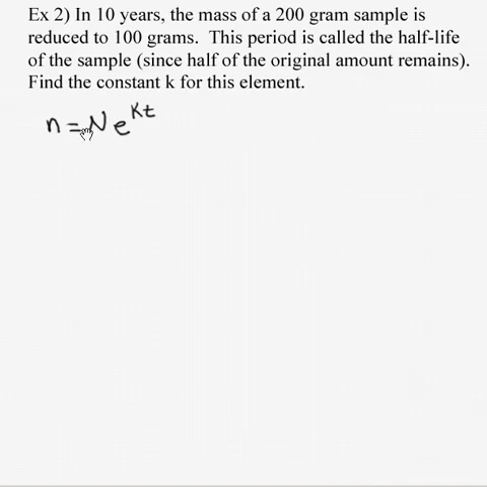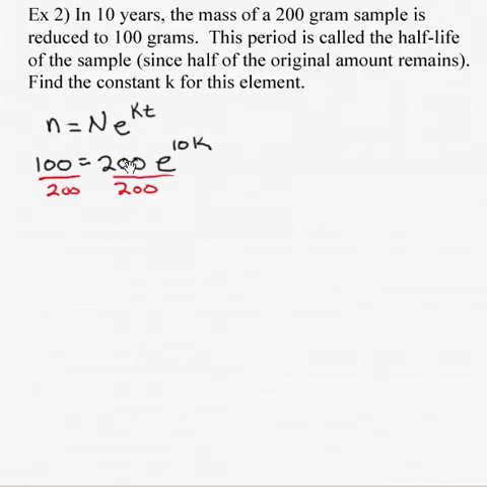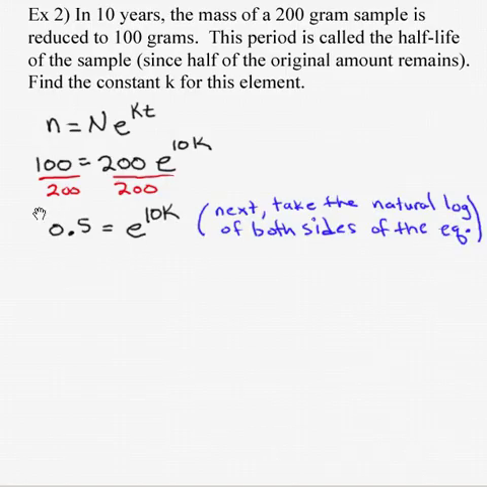So let's start with our formula for decay. Lowercase n for the final amount, because it's smaller, equals uppercase N for the initial amount, because the initial amount is larger, times e raised to the kt power. Fill in everything we know. Final amount is 100, initial amount is 200, time is 10. e is a constant, it's not a variable, so we're solving for k. To do that, it'll be easier if we can get e by itself. So let's divide both sides of the equation by the 200 to undo multiplication by 200. And we get 0.5 is e to the 10k power.